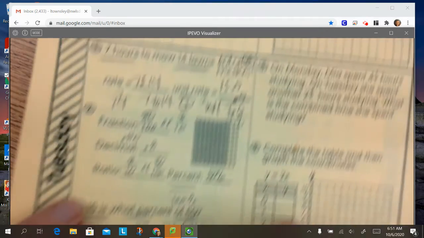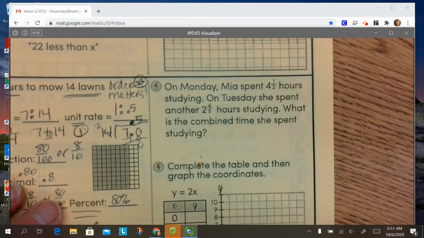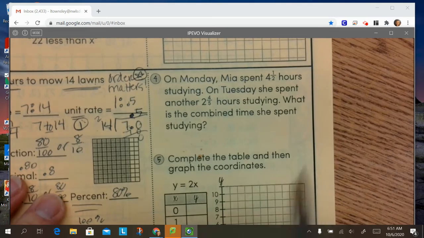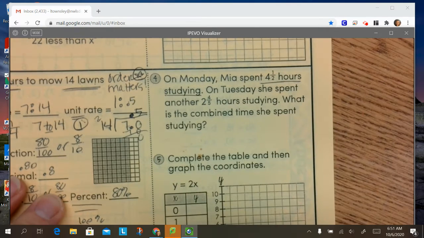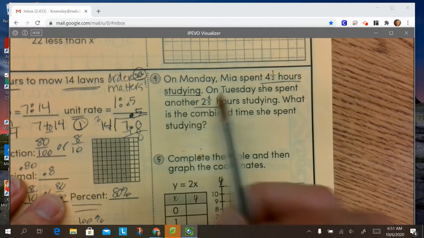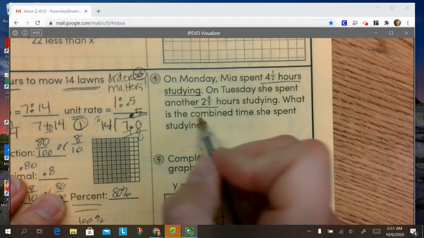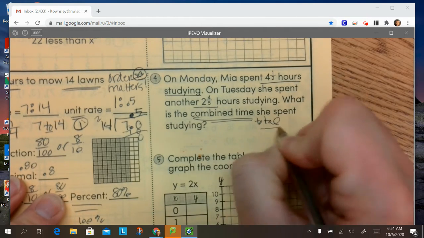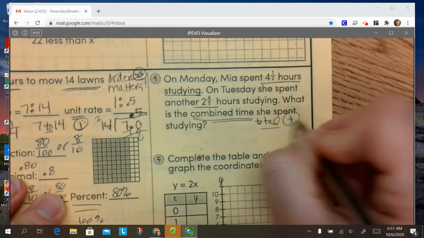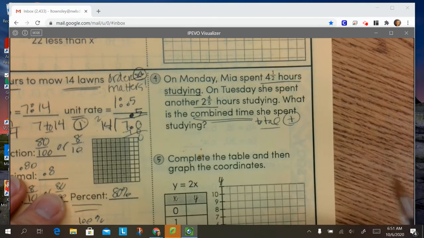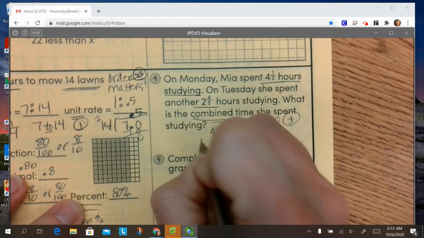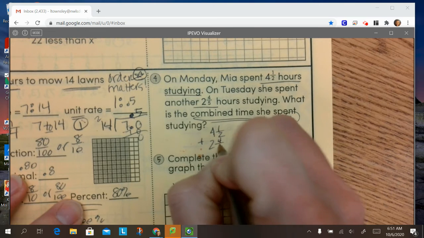All right, you guys are doing good. Keep it up. The next one says on Monday, Mia spent 4.5 hours studying. That's important, so I'm going to underline that. On Tuesday, she spent another 2 4/5 hours, which is almost 3 hours, studying. What is the combined time? That sounds like total, which mathematically could mean addition. So I'm going to add these together. I have 4.5 plus 2 4/5.